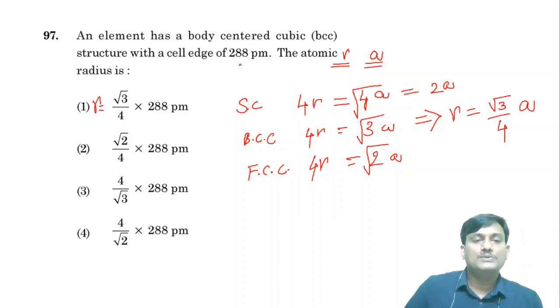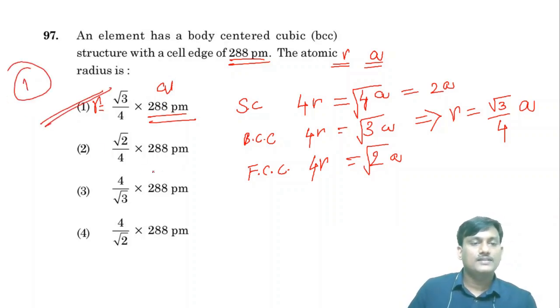What is the a value? 288 picometer. So this is the a. So the first one is correct. Second one, root 2 by 4 a, this is for FCC. This is not it, this is not it. This one is correct. For BCC, this one is correct.